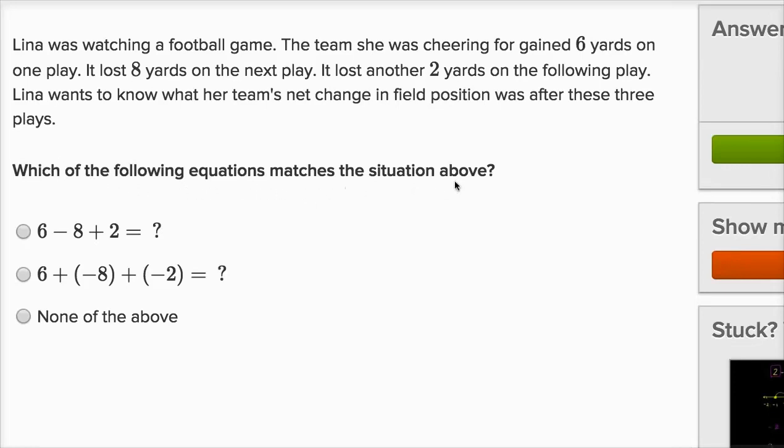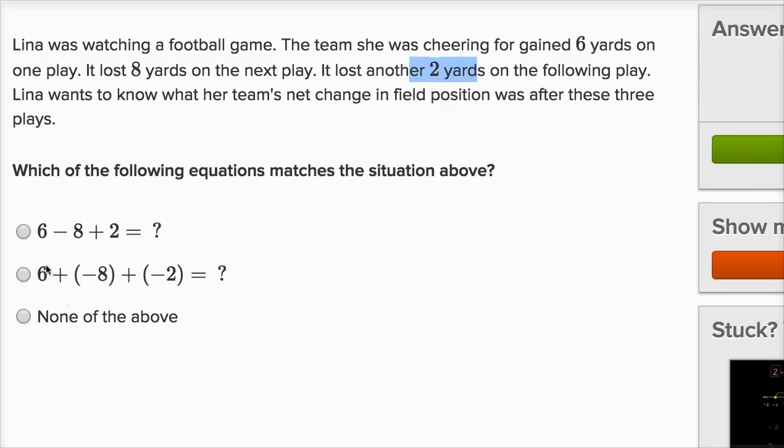So let's think about it. The team she was cheering for, first they gained 6 yards, so that's positive 6 yards. Then they lost 8, so it'd be 6 minus 8, and then it lost another 2. So 6 minus 8 minus 2. This is 6 minus 8, but then plus 2, so this isn't right. This is 6 plus negative 8, which is equivalent to 6 minus 8, plus negative 2.